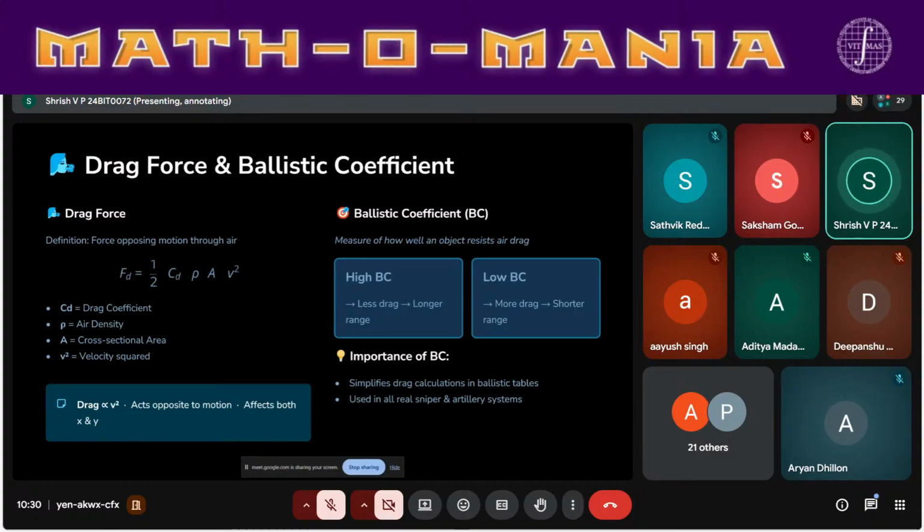Why do we use this value BC? In real systems, we don't always calculate drag from scratch using the formula Fd = 1/2 × Cd × rho × A × V squared. Instead, we use BC values that are already measured and tabulated. This makes calculations much faster and more practical. This is why we use BC over this formula, in order to save some time.